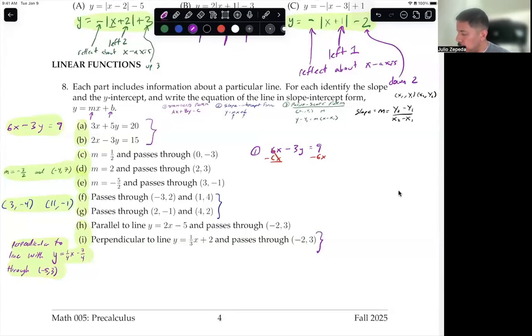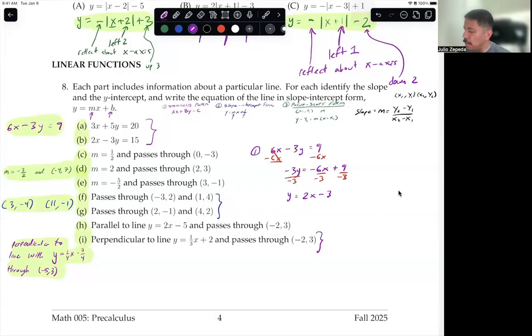Okay, so we have minus 3y equals negative 6x plus 9. I'm leaving the x term first because we want to be in y equals mx plus b. We want the x term to be first. And then I can divide everything by negative 3. So y is equal to 2x minus 3.